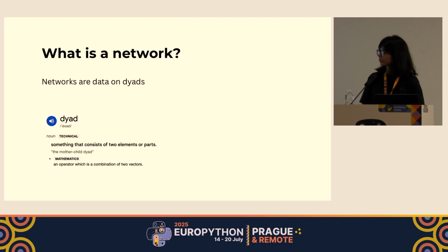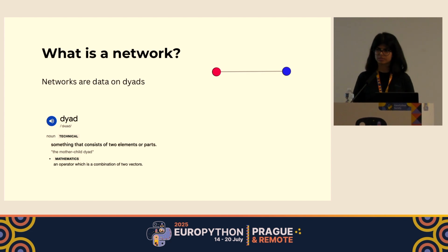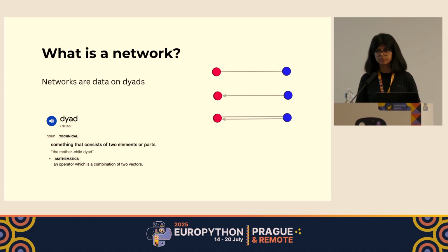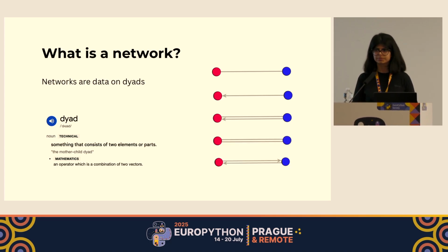According to this quick Google search, it is something that consists of two elements or parts. In the context of networks, a dyad looks something like this. You have 2 points, or 2 nodes as we call them, and there is a line connecting them. This line can be undirected or directed. There can be multiple between 2 nodes. One of them can be directed, the other one can be undirected, and so on and so forth. There are many, many combinations available.